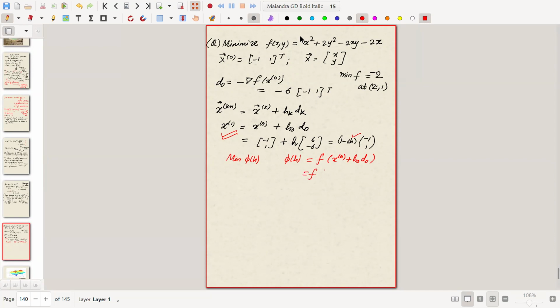This is f of x naught. What is x naught? It is x naught. Everything is given now. H naught and d naught, you already have it here. Minus 6 minus 1 comma 1. Can you evaluate this quantity? You already know what is f.